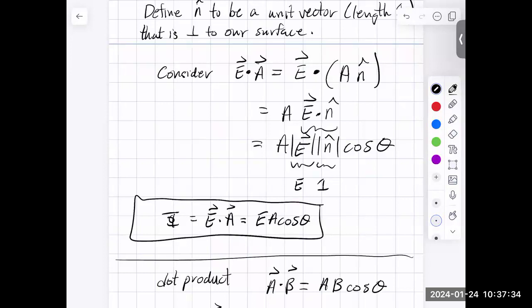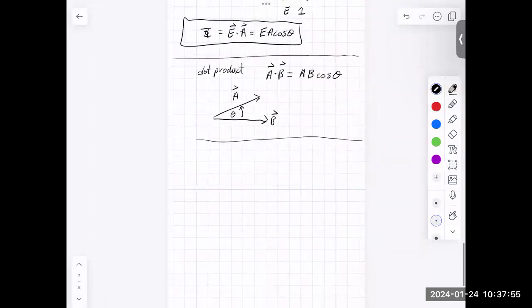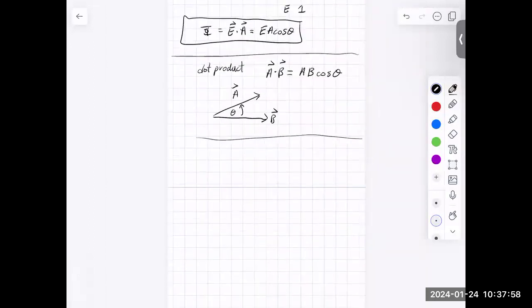So let's just see if this makes sense, right? The derivation seemed to be pretty straightforward, not too bad. But what we should do is just consider some extreme situations and see if the result gives us what we think we should get. Okay, so let's think of several cases. So let's test this expression, flux is equal to E dot A is E A cos theta.